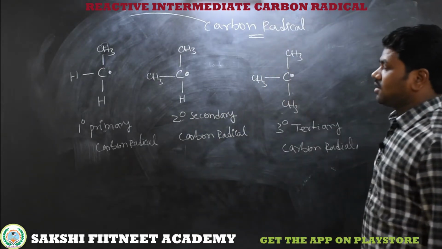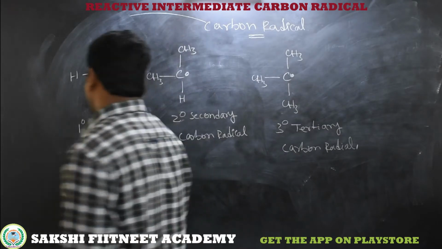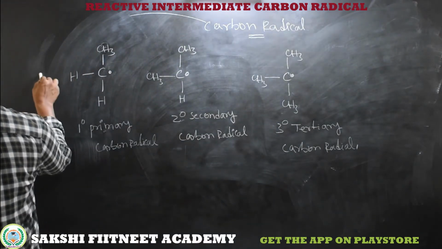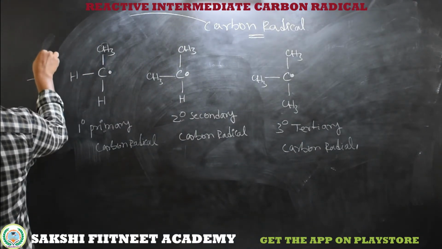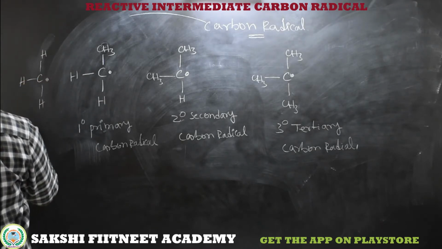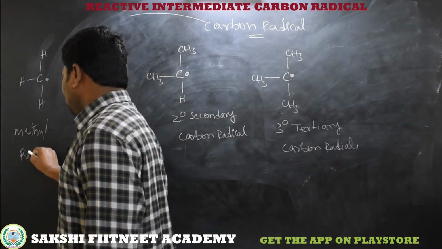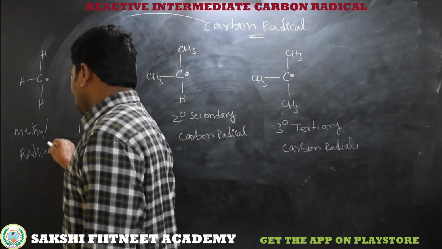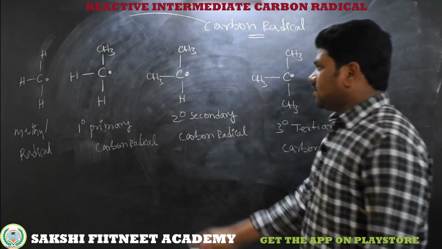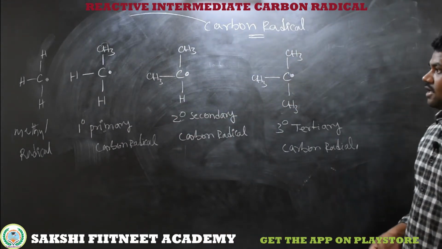These are the common classification. If around the carbon all are hydrogens, that is called a methyl radical. Simple: here hydrogen, hydrogen, hydrogen and a radical. This is called a methyl radical. Methyl radical, then primary carbon radical, secondary carbon radical, tertiary carbon radical.